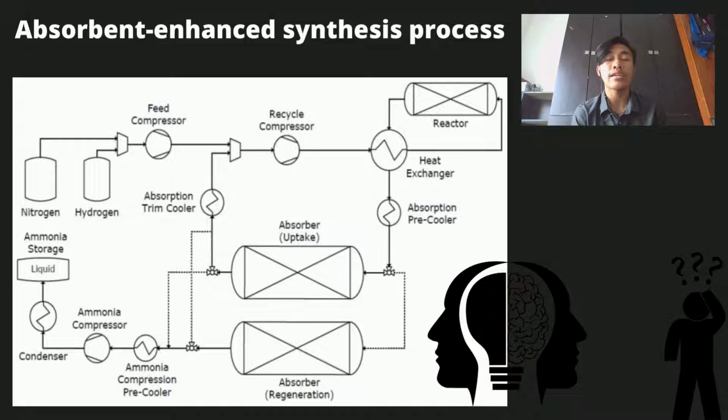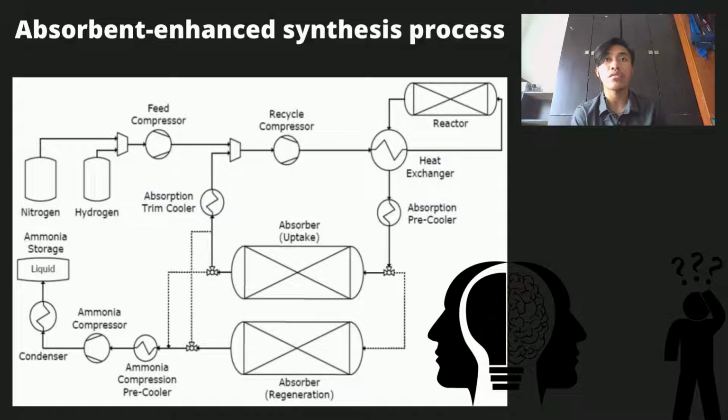Before being sent to the heat exchanger, which heats the feed gas to reaction temperature, around 400 degrees Celsius, using the reactor influent. Next, the nitrogen and the hydrogen react to form ammonia in a fixed vessel containing a wustite-based iron catalyst, which is the industry standard.